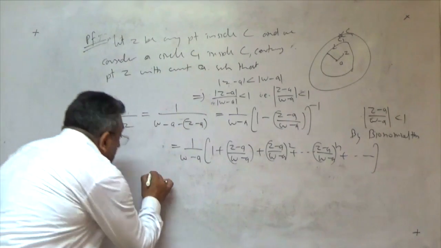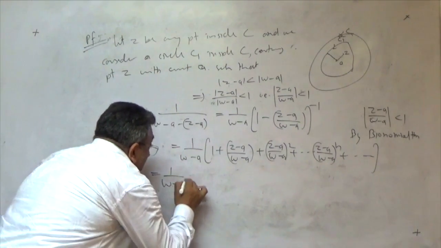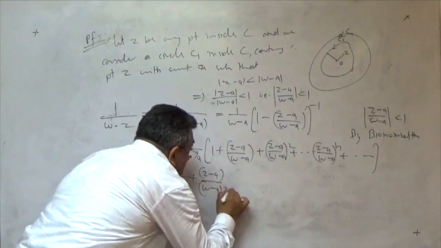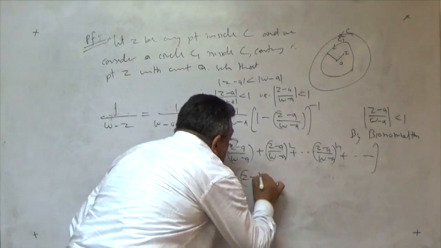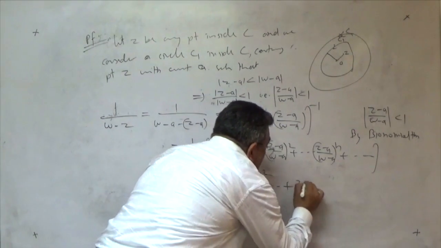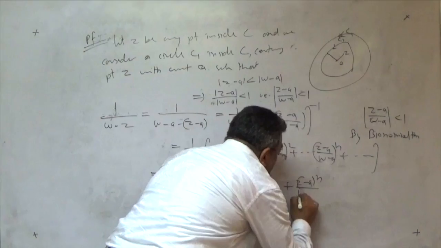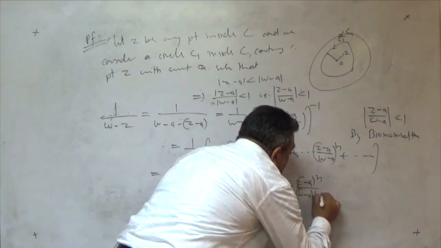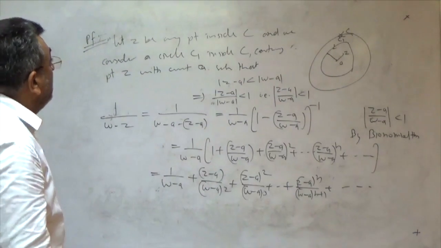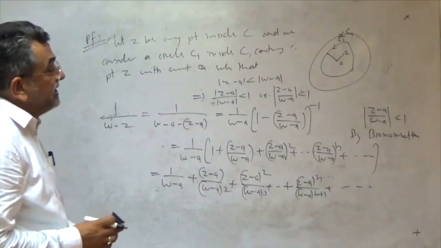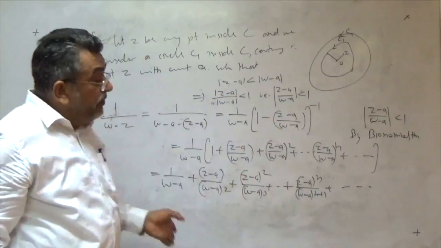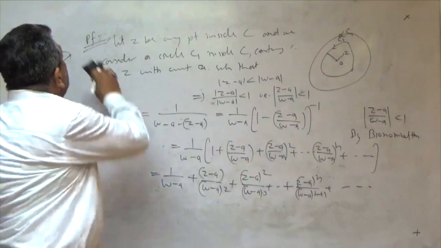And now this is further open, that is 1 over w minus a, plus (z minus a) upon (w minus a) square, plus (z minus a) square upon (w minus a) whole cube, and so on, (z minus a) to power n upon (w minus a) to power n plus 1, plus so on. Now this is an infinite series and the radius of convergence is less than this, so this is uniformly convergent.